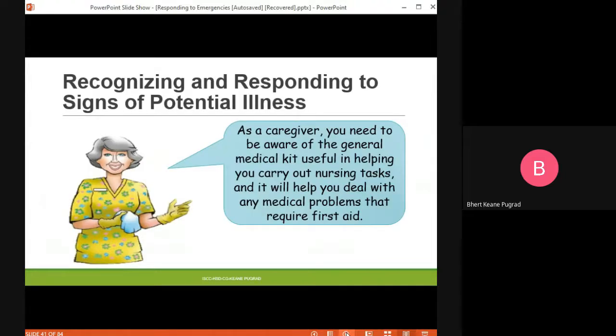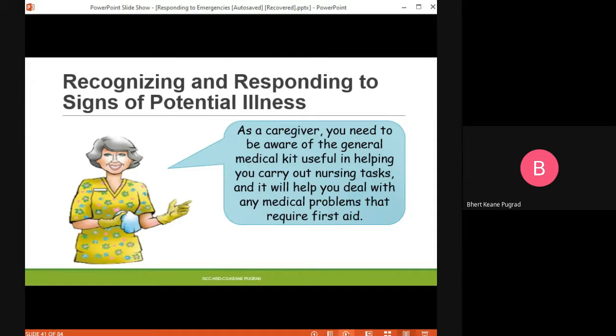Okay. So recognizing and responding to signs of potential illness. So take note that as a caregiver, we need to be aware of the general medical kit that are useful in helping carry out your nursing tasks, and it will help you deal with any medical problems that require first aid treatment or first aid management.